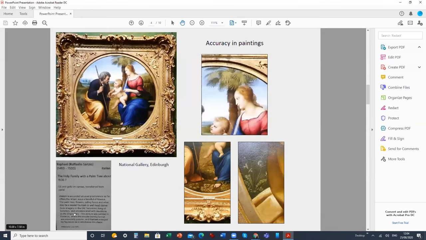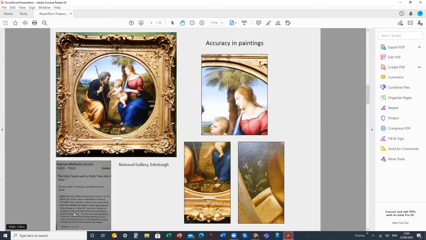I'm just putting this slide up to show that paintings are not always accurate. This is taken from the National Gallery in Edinburgh. It's a painting done by Raphael, a very famous Italian artist of the 15th, 16th century, and it shows the Holy Family, the family of Mary with Jesus and with Joseph. But have a look at the tree which has been painted.